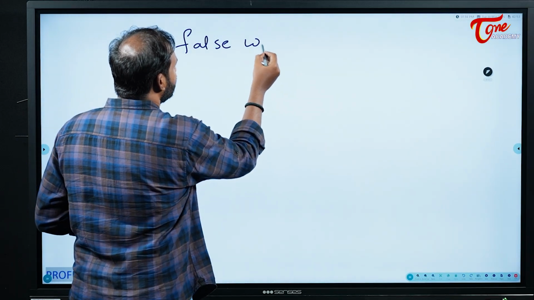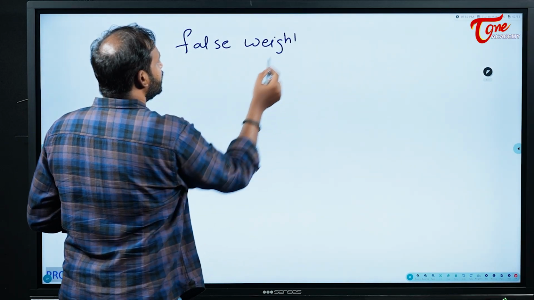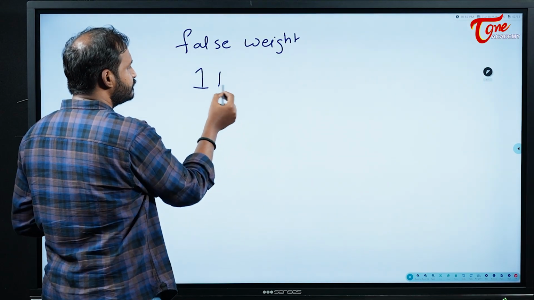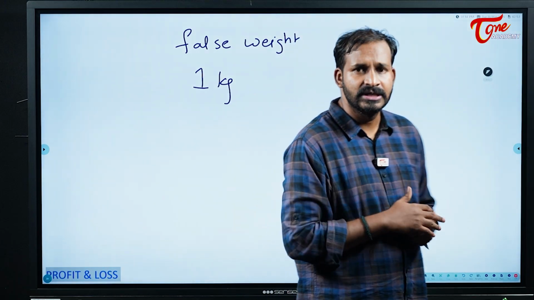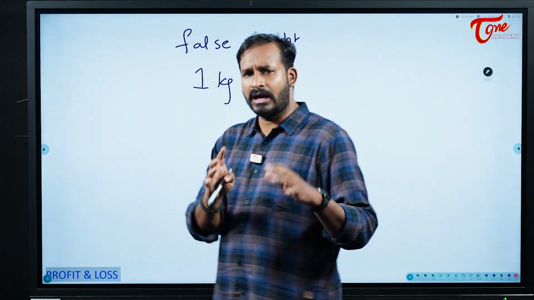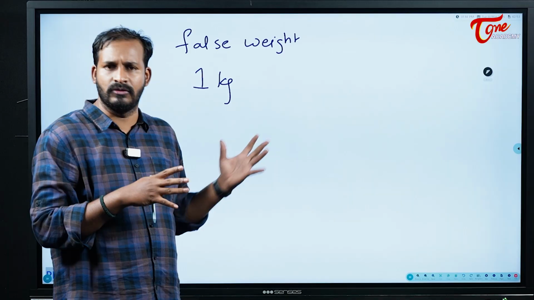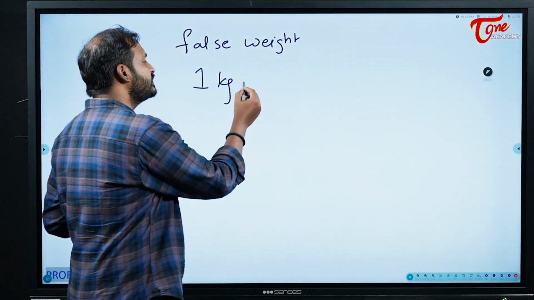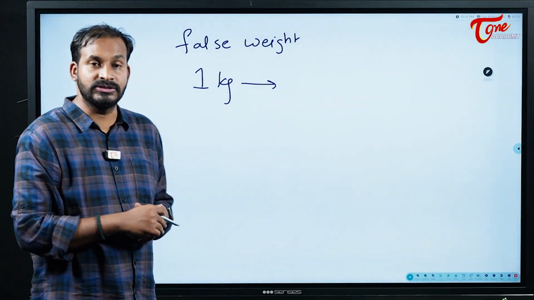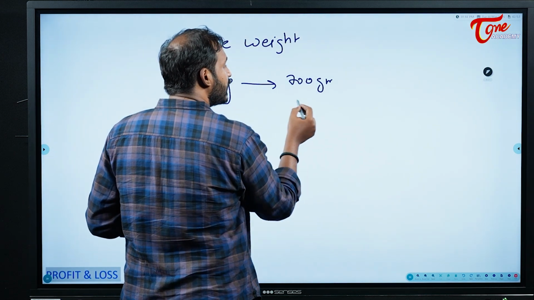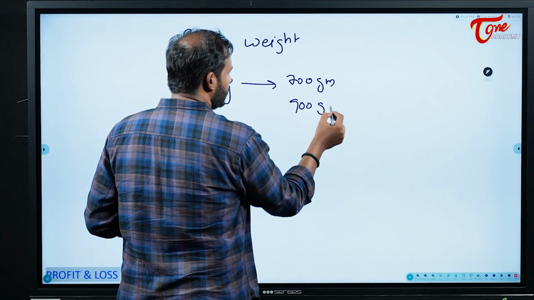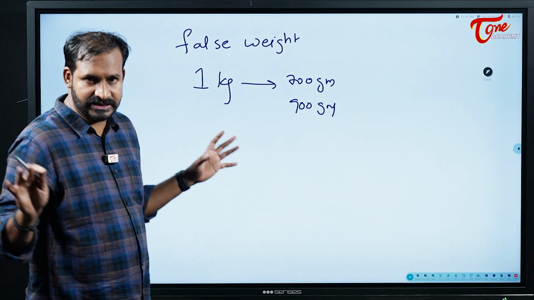What is meant by false weight? Usually there will be a 1 kilogram weight, right? In the market we can see 1 kilogram, 500 grams, 250 grams like this, but our questions will be mostly based on 1 kilogram only. Instead of using a 1 kilogram weight, the shopkeeper will use some 700 grams weight, 900 grams weight or 800 grams, whatever it may be. He will use different weights.